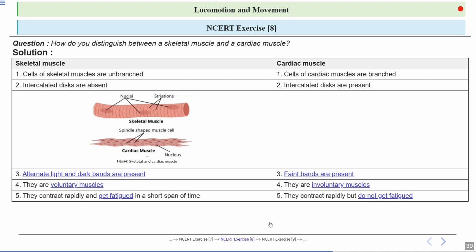Now, cardiac muscles, on the other hand, have faint bands and work involuntarily, beating on their own without us thinking about it. Also, skeletal muscles can get tired quickly, but cardiac muscles are built to keep working without fatigue, just like your heart keeps beating all day and night. So, you can take a look at this diagram to see the differences between these muscles.